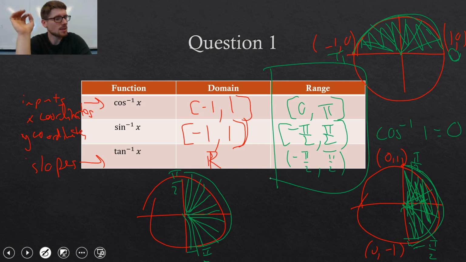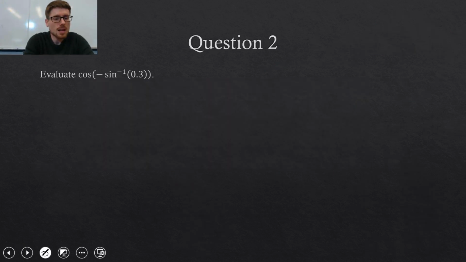That is the cause of a lot of confusion when you compose these together with other functions. Okay, and to start off, let's do a composition. Our next question is evaluate cosine of negative sine inverse of 0.3.